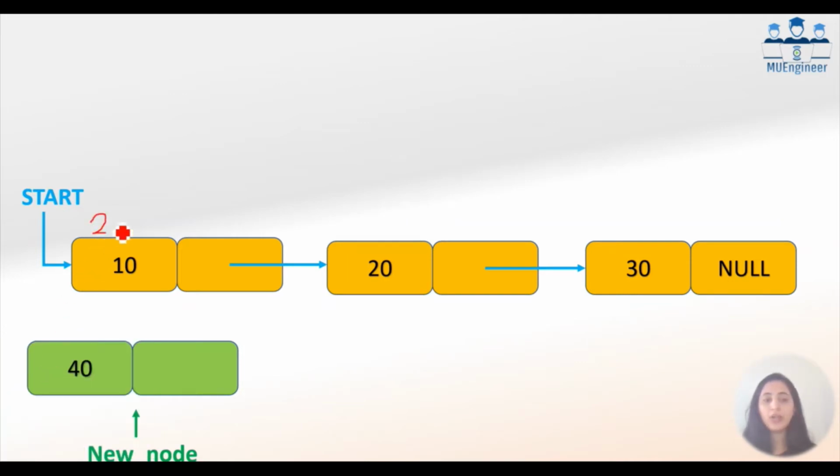Suppose this first node is at location 2010. That means start के अंदर value क्या है? Start is holding value 2010. That means it is pointing to node 10. So when I say new node dot next is equal to start, that means this box. So what will be the value inside this box? That is again 2010. When this box is holding value 2010, that means nothing but this node is pointing to the same node, which is 2010.